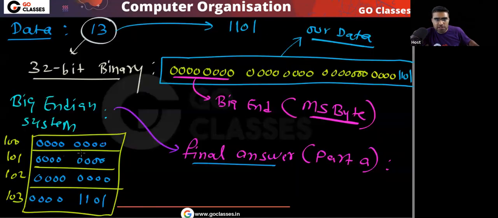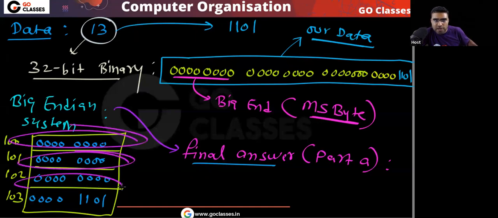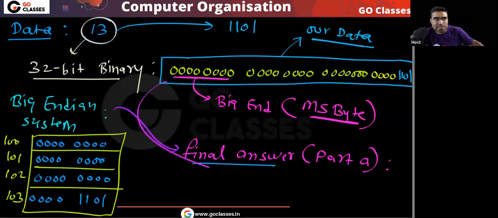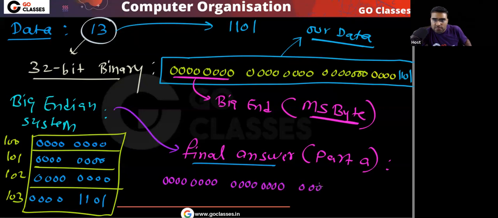So what you need to do here? Your final answer will be: first you will put this byte, then this byte, then this byte, then this byte. Okay. So basically you will get the same answer. Agree? Yes or no? So your final answer will be the same as this. I am writing the final answer. Okay. So this is your final answer.